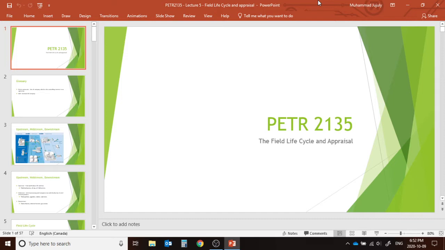Today we'll cover a very important part of the whole process, which is the field life cycle, which will give the overall picture of the course. I'll just recap the whole idea again for you, and then we'll cover field appraisal.